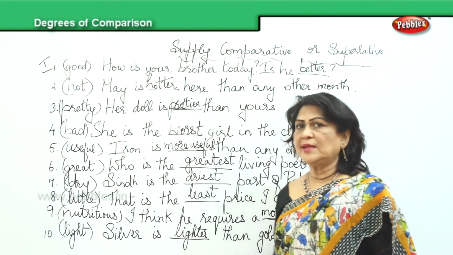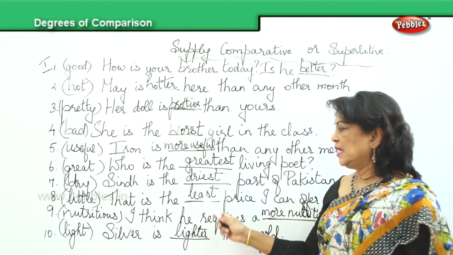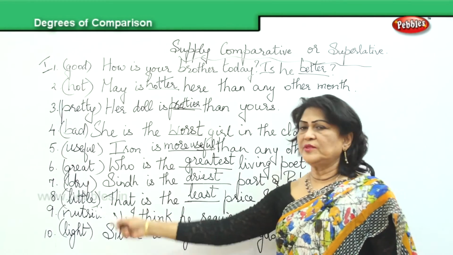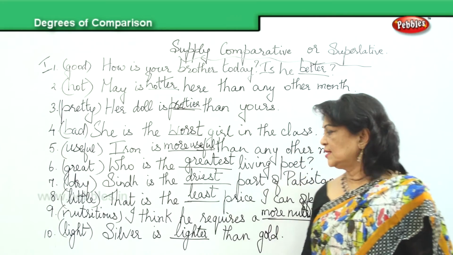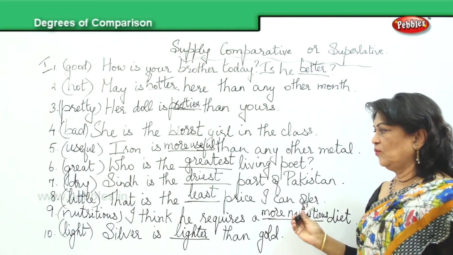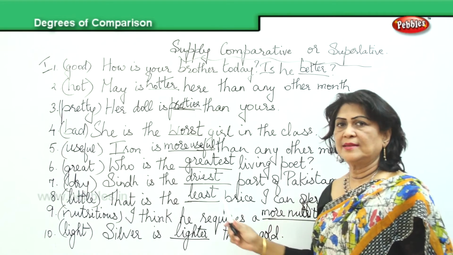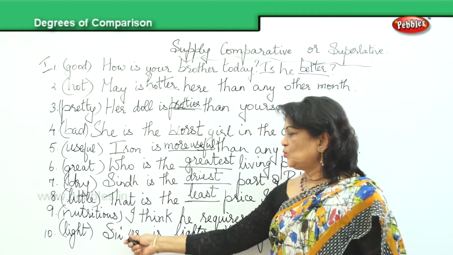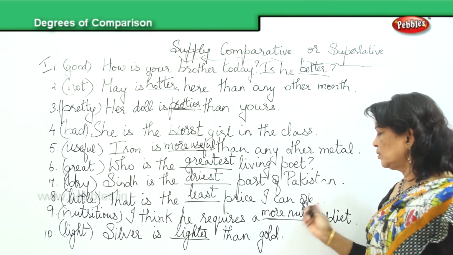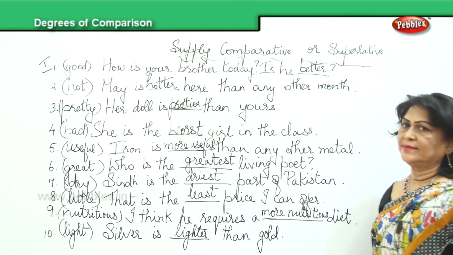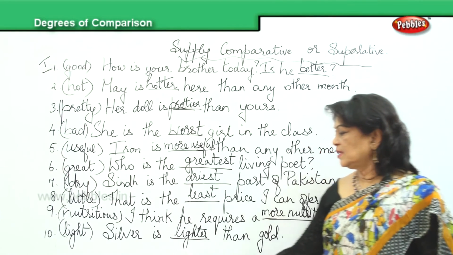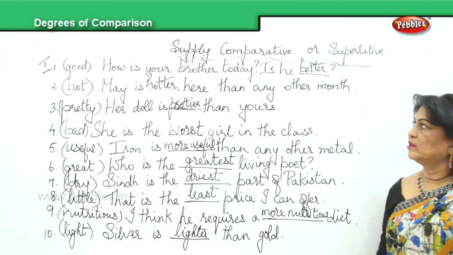Next one is little. Again THE, so the superlative degree of little is least. Least price I can offer. Little, less, least. Nutritious. I think he requires a more nutritious diet. Light. Silver is lighter than gold.